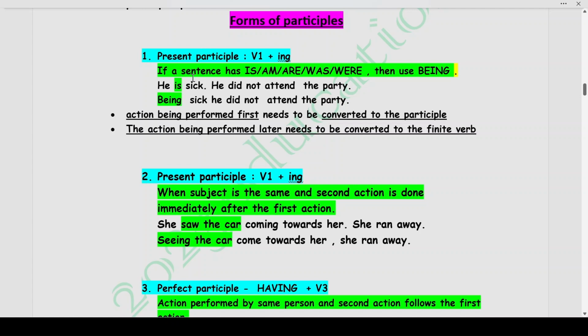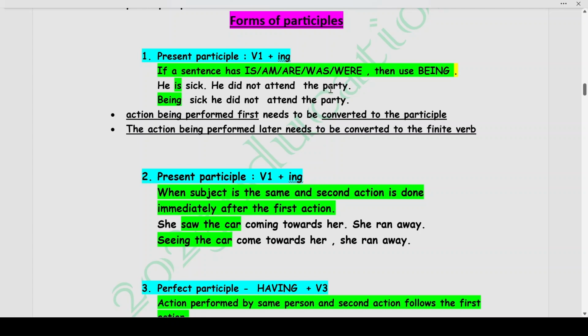So, present participle form, how is it used over here? If there is, am, are, was, were, it gets converted into being. So, being sick. The action which is performed first needs to be converted to the participle. Which is the action which is being done first? The action that he is sick. So is converted to being. So the action being performed first needs to be converted to participle. So we have converted is to being. That is your participle form.